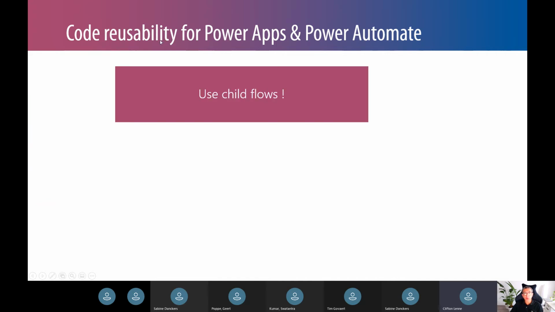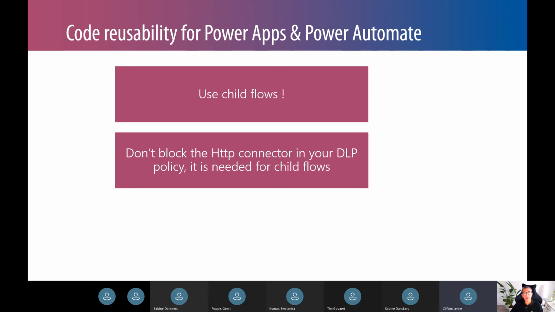Also, if you want to provide code reusability, you need to use child flows. Child flows can be called by flows or by Power Apps. Child flows are very important. But if you want to use child flows, make sure that in your DLP policy, the HTTP connector is not blocked, because we need the HTTP connector when we use child flows. I see many people blocking the HTTP connector in the DLP policy. Don't do that.